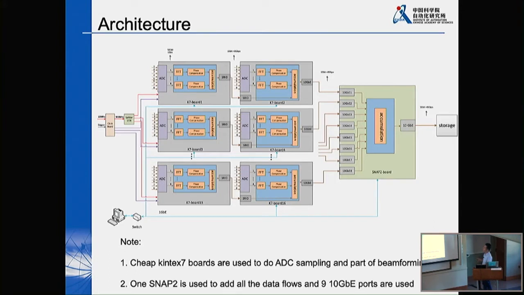16 SNAP2 boards are used for ADC sampling, and every 2 boards are cascaded to achieve the beamforming of 16 channels. And one SNAP2 is used to add all the data streams to get the final beam data.